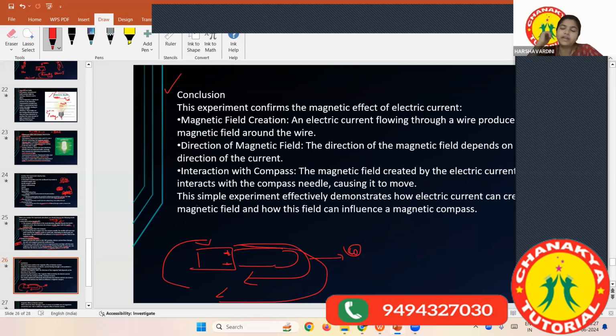So wait, come again. If this pole is attracting this pole, then this pole will be south. Yeah, that pole is south. But the question is, how will we know exactly? How will we know exactly? That is a proof, no?